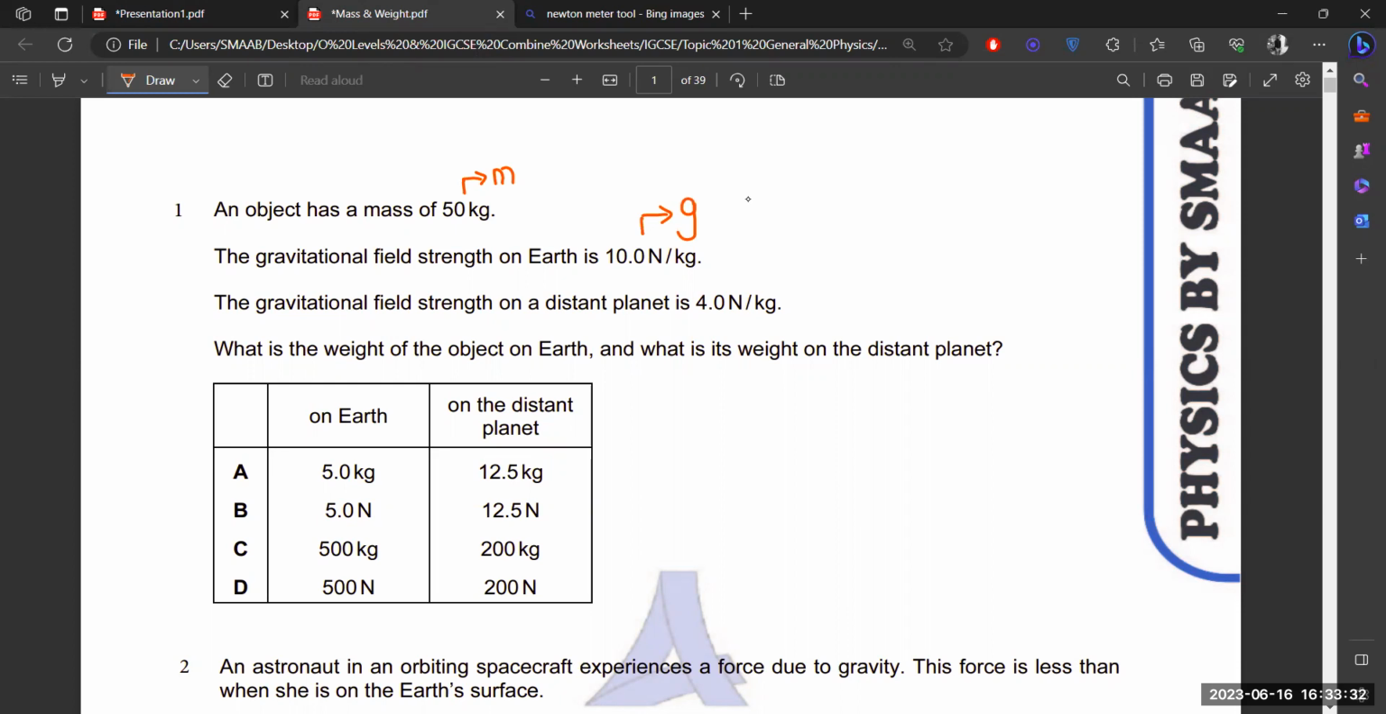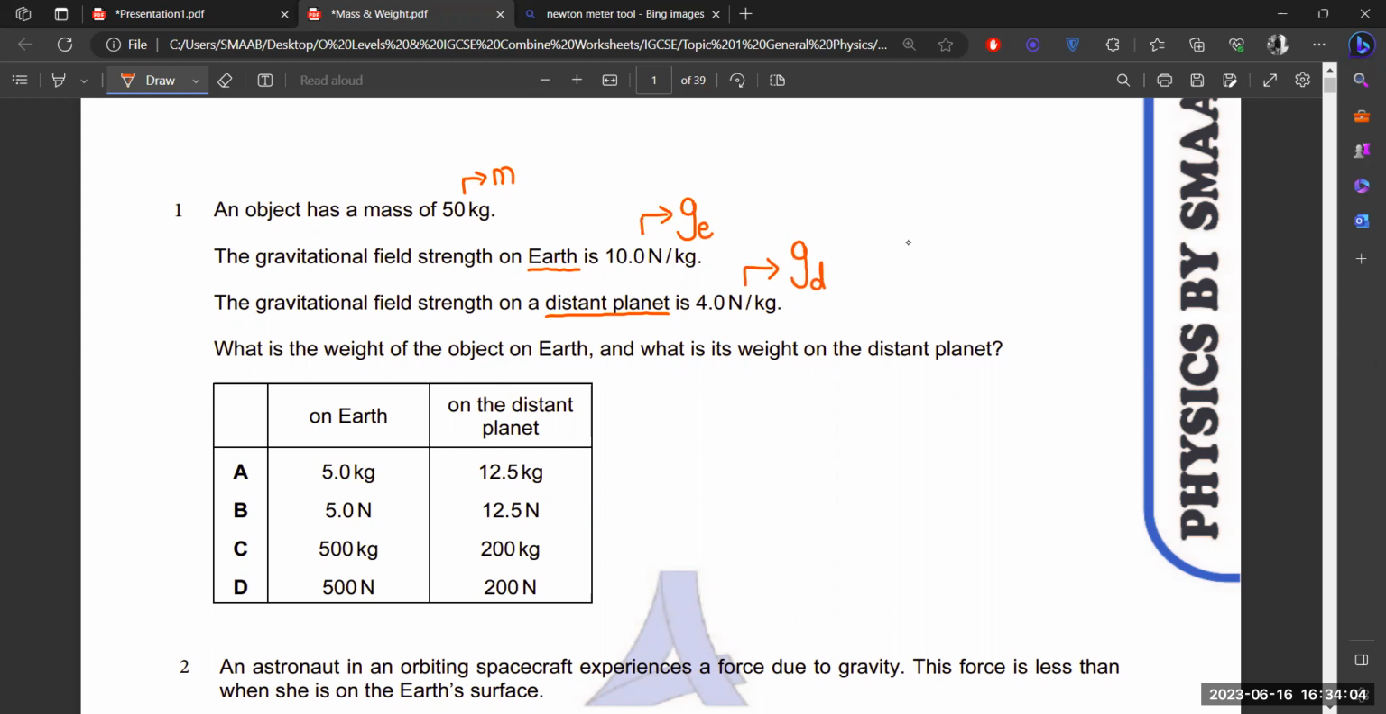They are talking about the Earth's surface, and the gravitational field strength on a distant planet. So now we are talking about a distant planet, like some other planet. So we write gE for the gravitational field strength of Earth, and this is another gravitational field strength for the distant planet. So we write gD, distant planet, right? So what is the weight of the object on Earth and what is its weight on the distant planet?